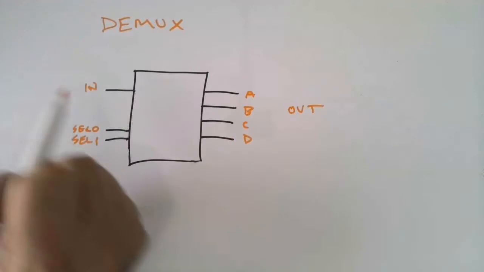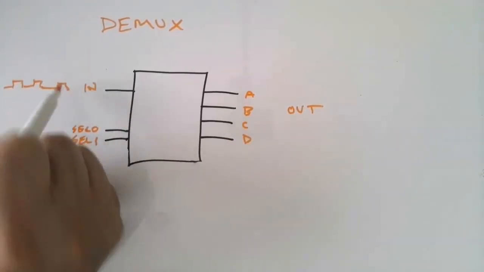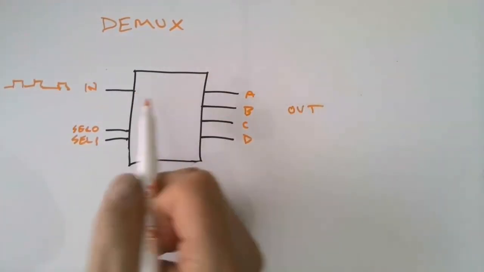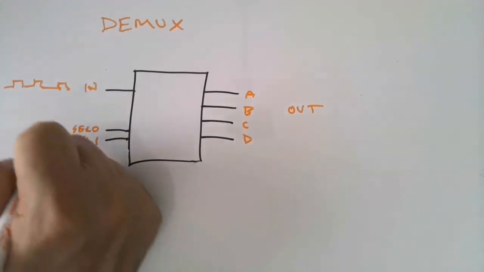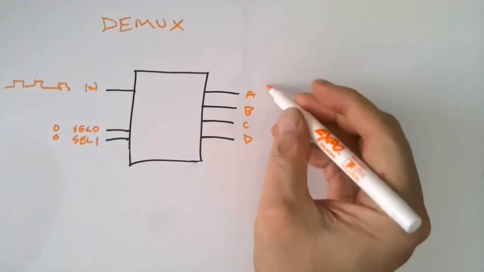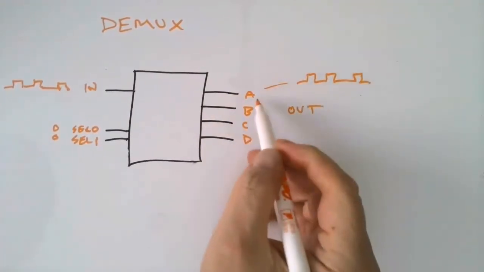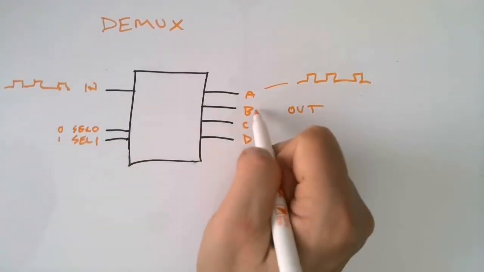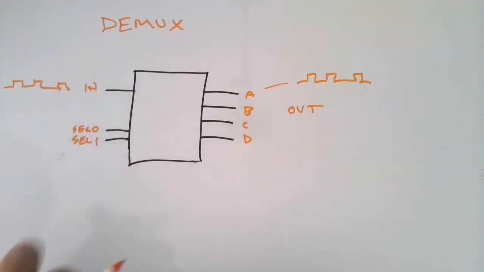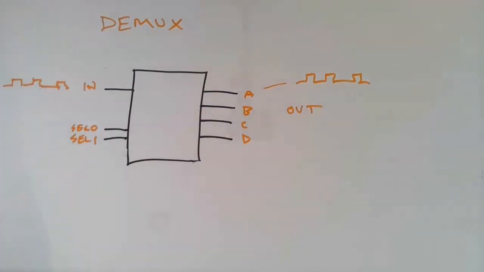So, for example, the cool thing about this is we could have some digital data pulses coming in, and we could route that data to 4 different devices, depending on the select inputs. So if the select inputs are both 0 and 0, it would route those pulses out to output A. If it was 0, 1, it would route it to B, and so forth. So demultiplexers are useful for routing a single input to multiple outputs.